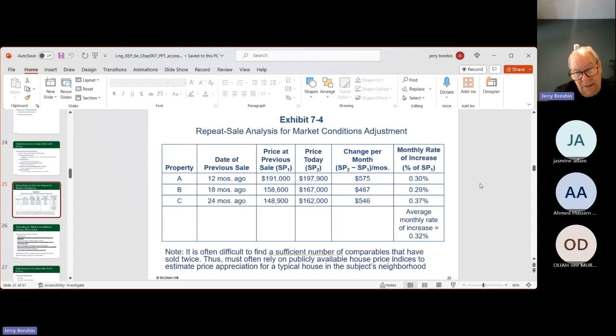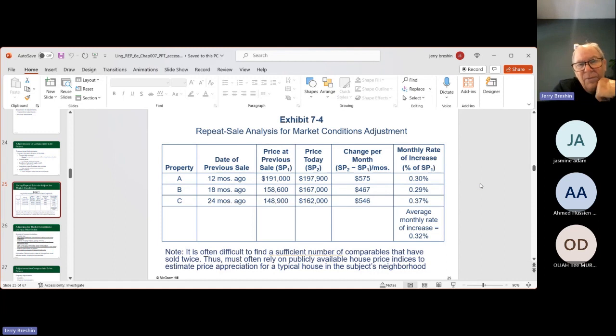These homes are the same. Someone wants to sell today, but the last recorded sale was 2 years ago, 3 years ago. What would be the value of that home today? And that's what this exhibit 7.4 is attempting to show.